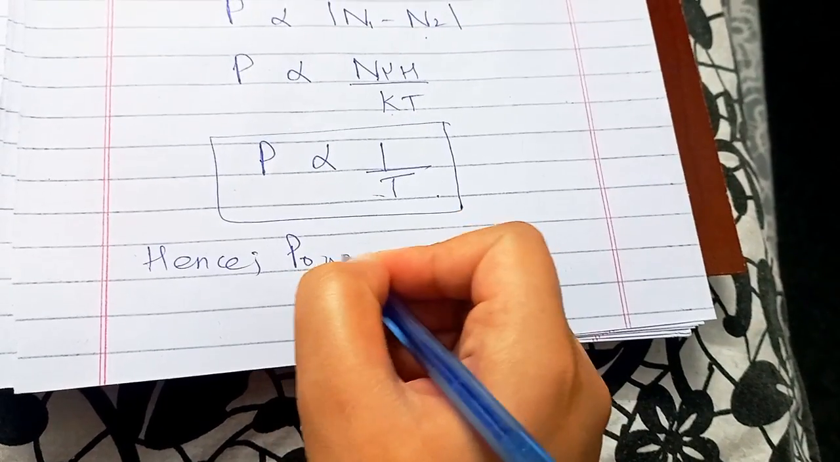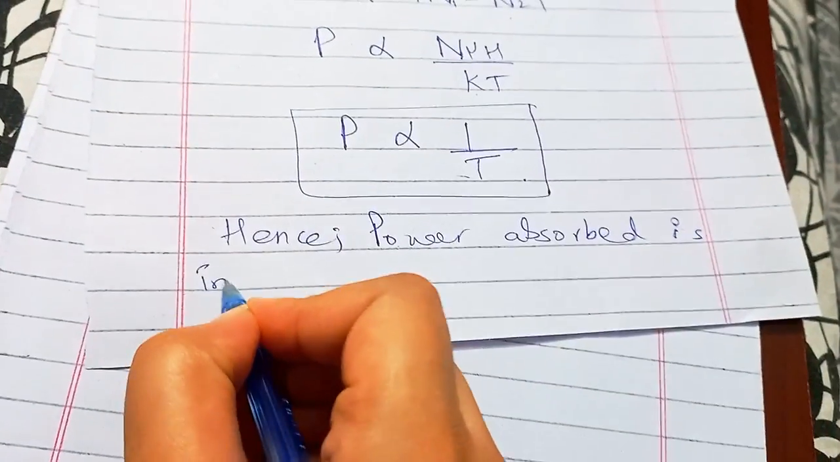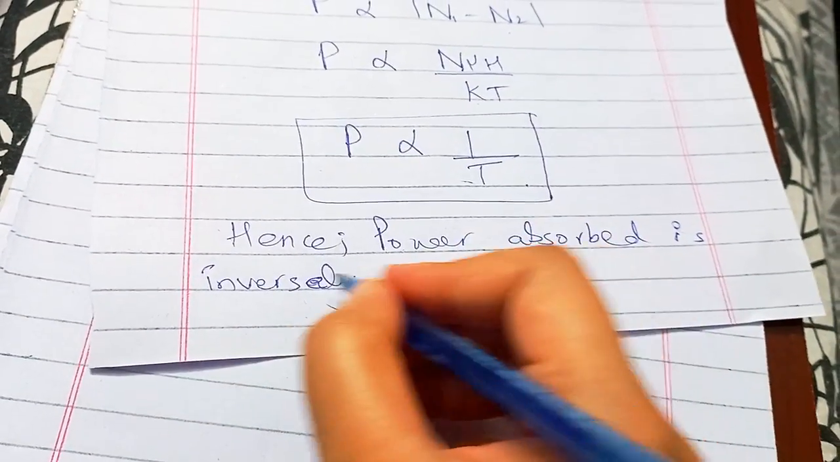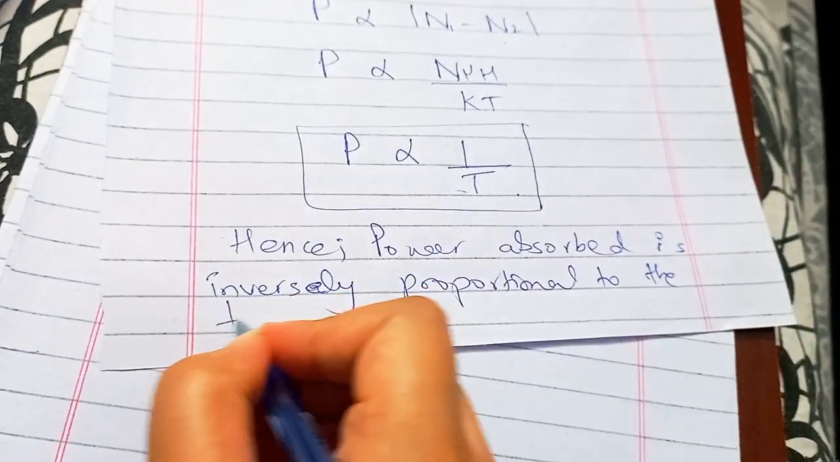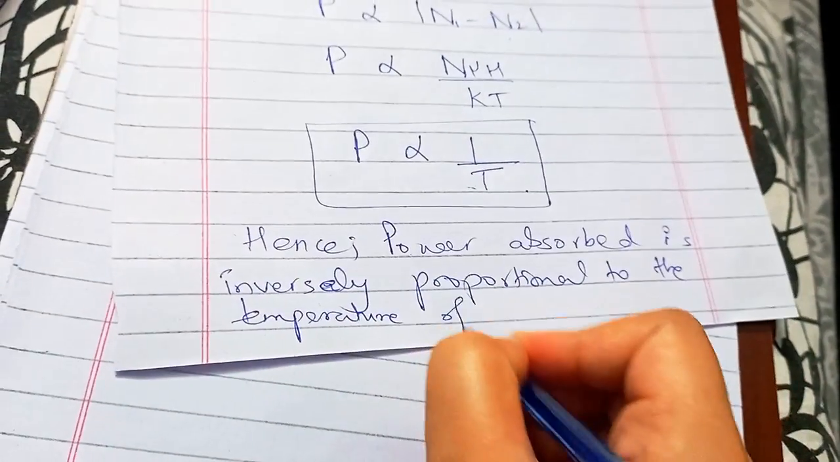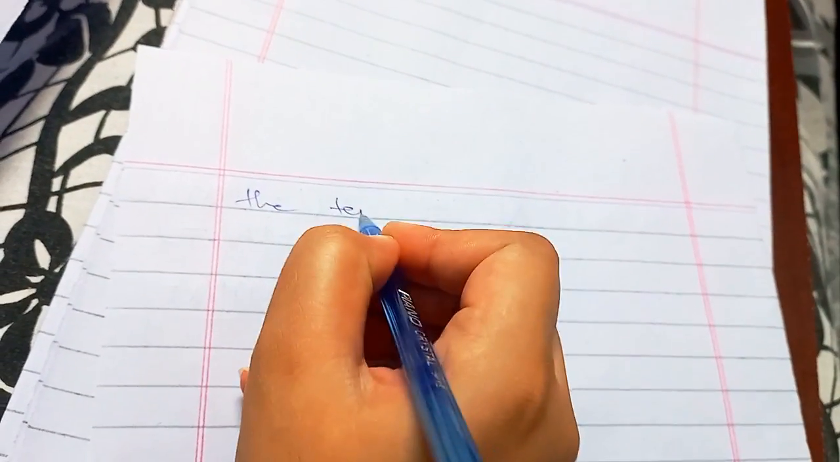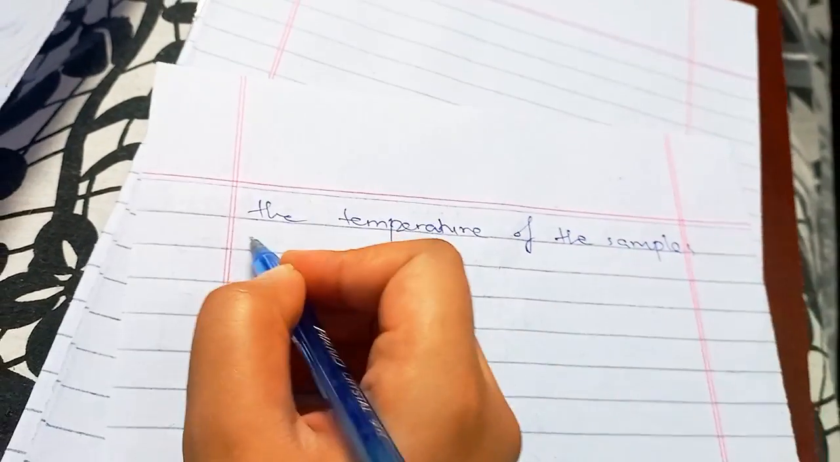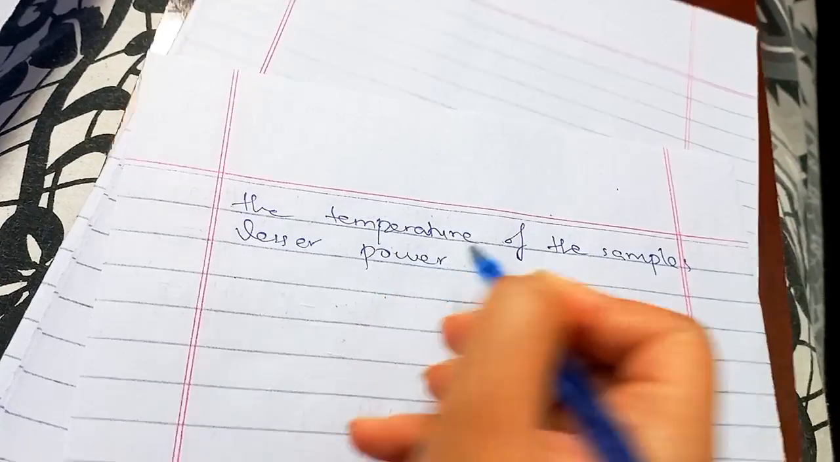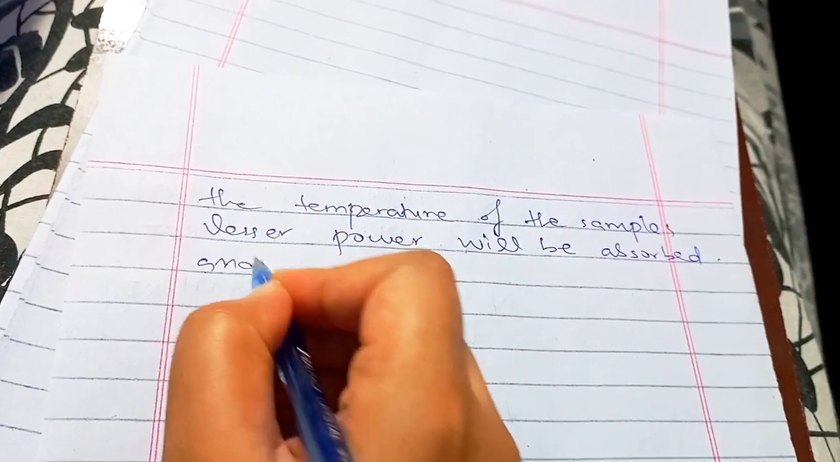P, the power absorbed, is inversely proportional to the temperature of the sample, which means the greater the temperature of the sample, the lesser power will be absorbed, and vice versa.